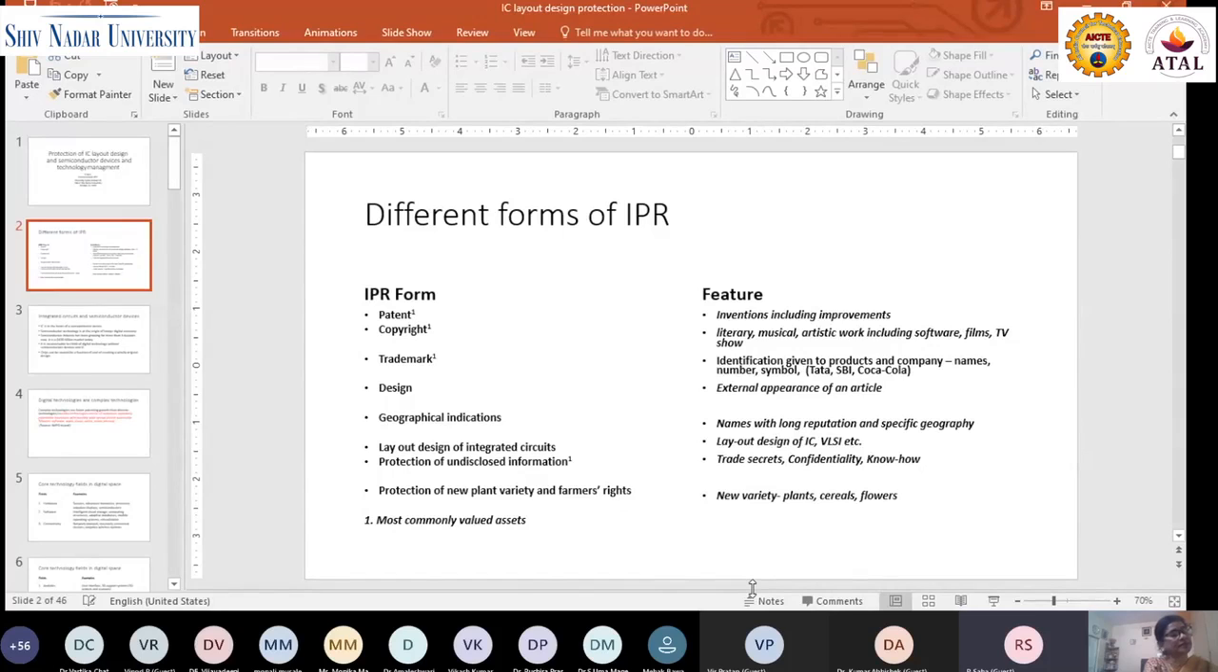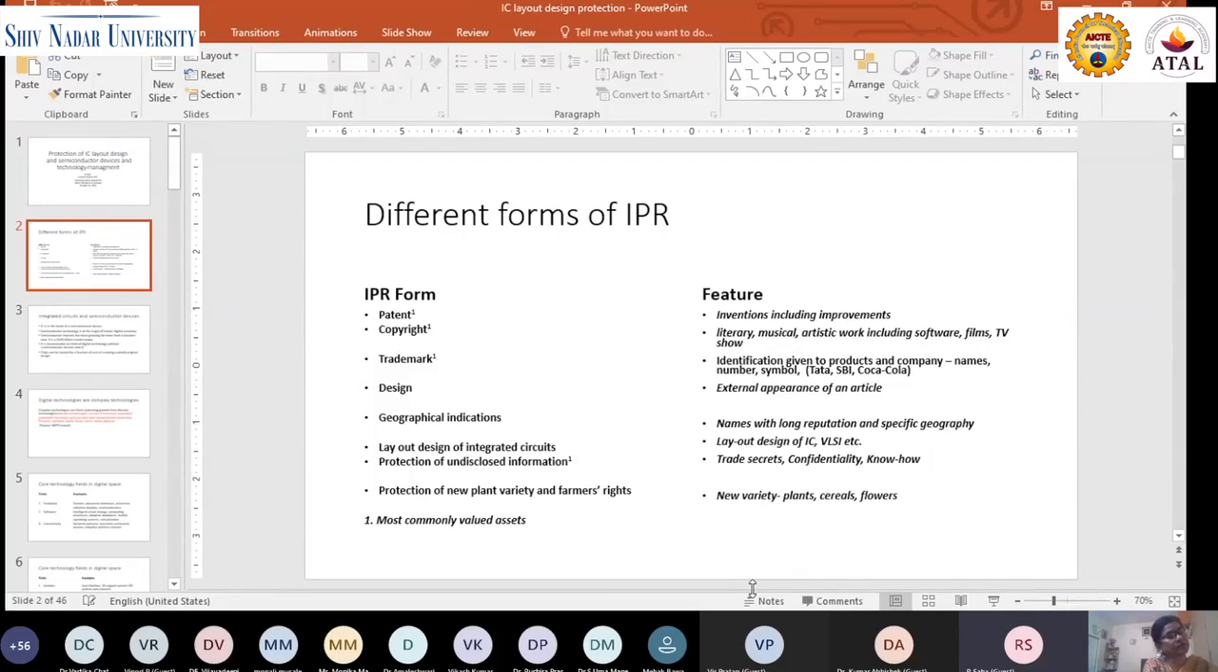And then we have the layout design of integrated circuits. This is basically, in simple terms, whenever we talk about chipset or very large scale integrated circuits, this is where the layout design plays a very important role.